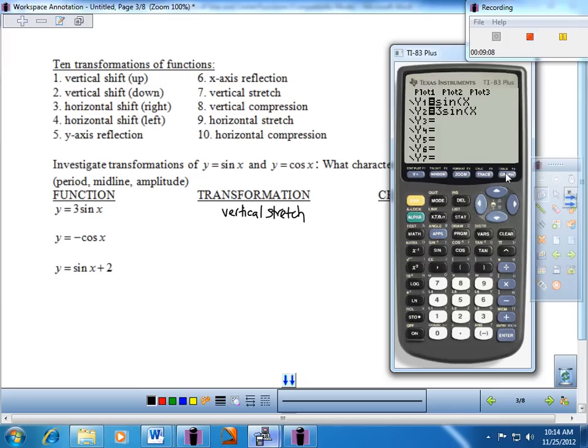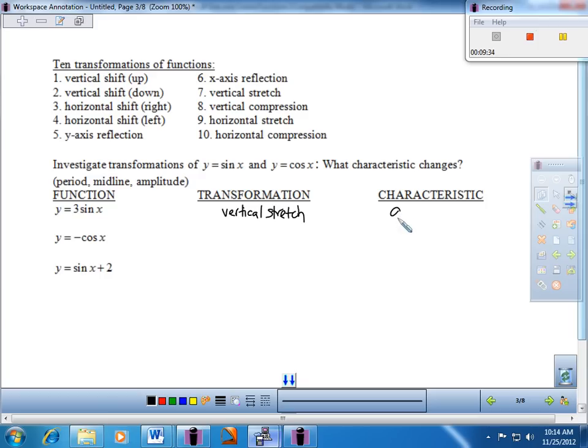So let's graph that. And when I vertically stretch your basic sine function, it looks like the period is still the same. It looks like the midline is still the same, but I stretched upward and downward there, so the amplitude changes. And so now I have a direct way to affect the amplitude, as you see. The number out in front is going to affect the amplitude. Excellent. Okay, let's take a look at the next one here.